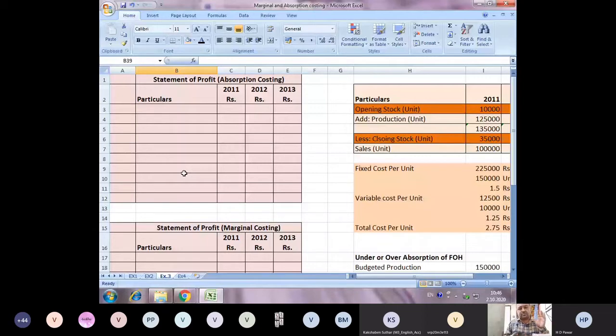Okay, and two statements you are required to prepare. The first statement is this, and you are required to prepare the blank statement like this. This is your blank statement. Give the title statement of profit, absorption costing, particulars, and 3 years: 2011, 2012, and 2013. Okay. Now, first of all, we go for the absorption costing. Okay. So in absorption costing, first we need to write the sales. So this is your sales. Correct?